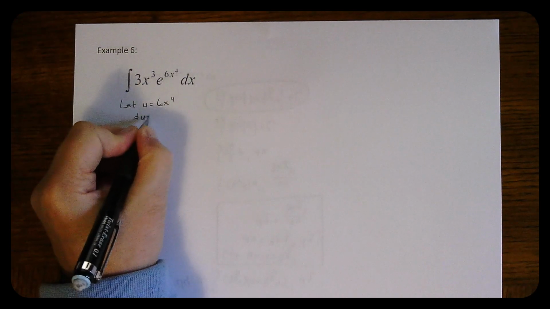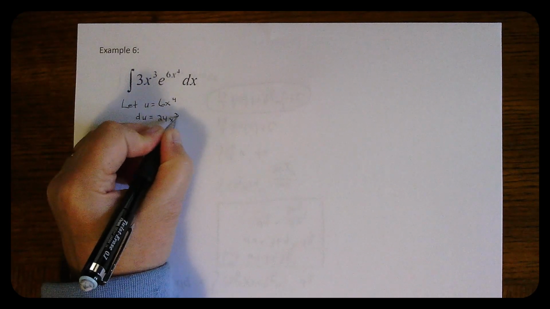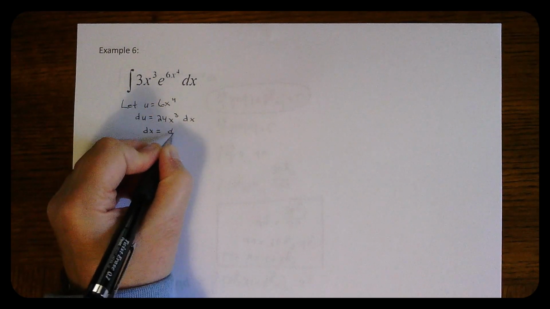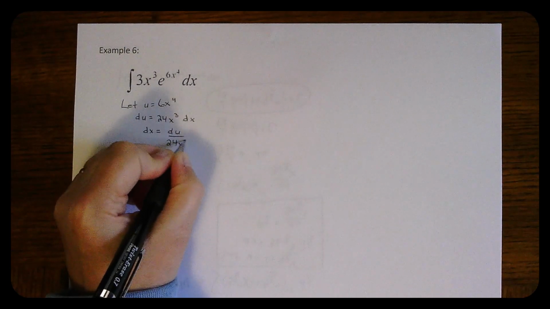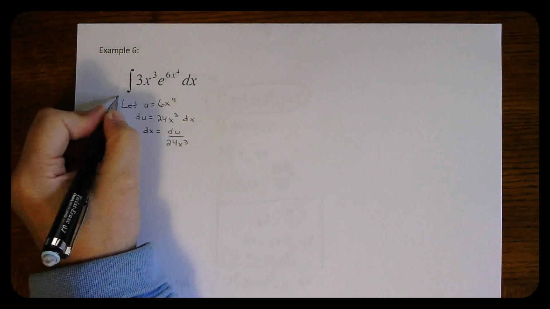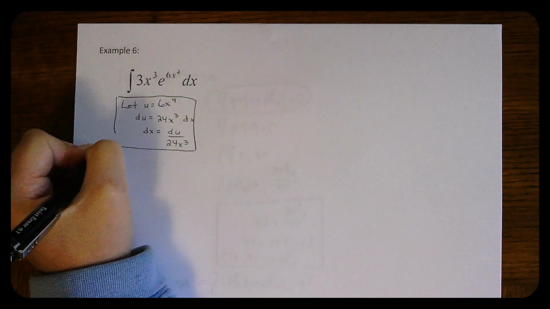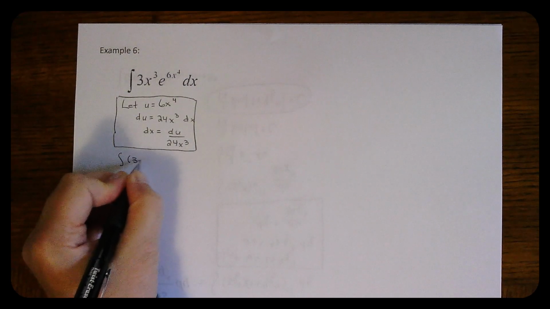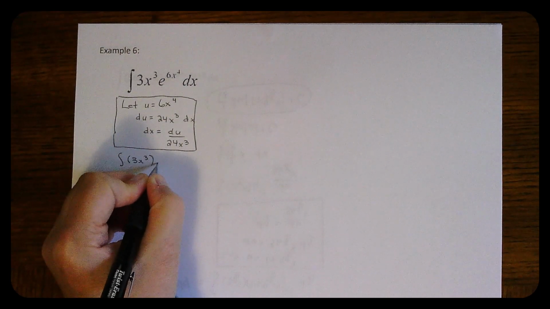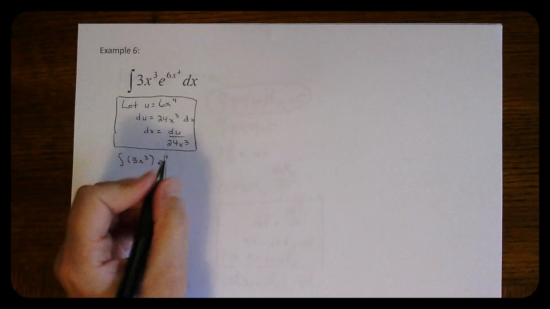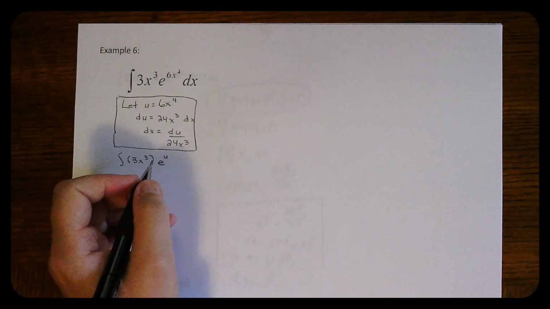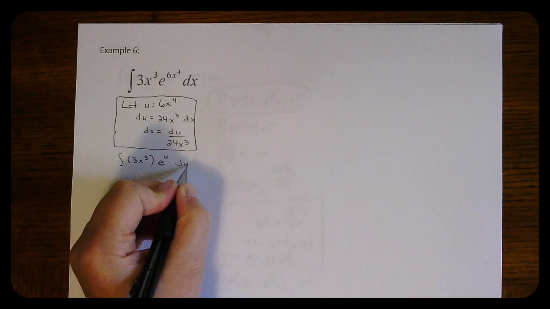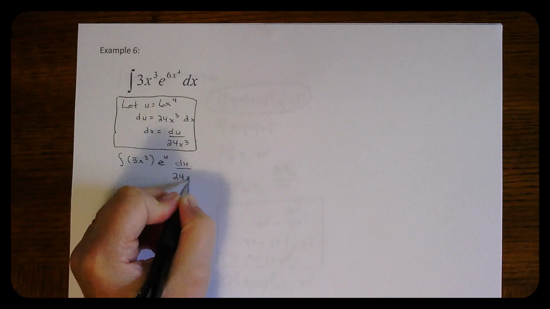So the derivative of u would be 24x cubed dx. Solve for dx, and that would be du divided by 24x cubed. Take your information and rewrite a new, easy integral. So we're going to copy down the integral sign, the 3x cubed, and e to the u. And that's why this is going to work, because the antiderivative of e to the u is e to the u. So that's why we just let u be the power. All right, and then we have times du over 24x cubed.